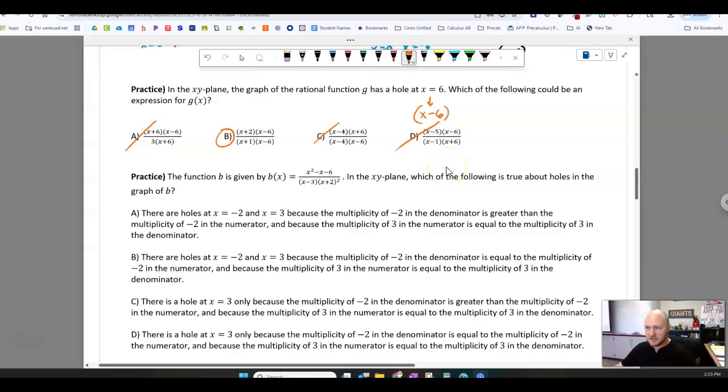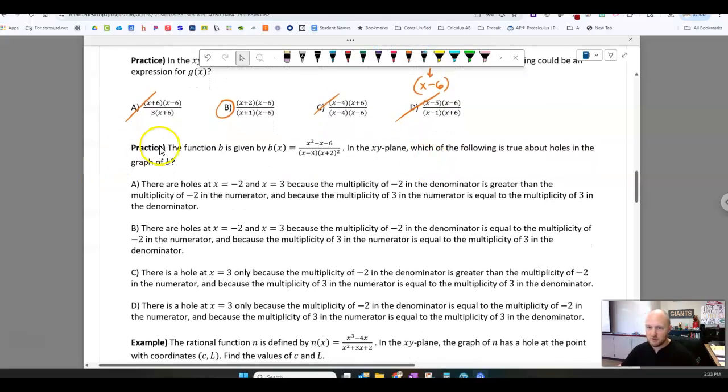Okay, next one. Go ahead, please pause me. I want you to try this one, and this is where we will leave off. The function B is given by b of x equals x squared minus x minus 6 over x minus 3 times x plus 2 to the power 2. In the xy plane, which of the following is true about holes in the graph of B? Pause me. Go ahead, try this one.